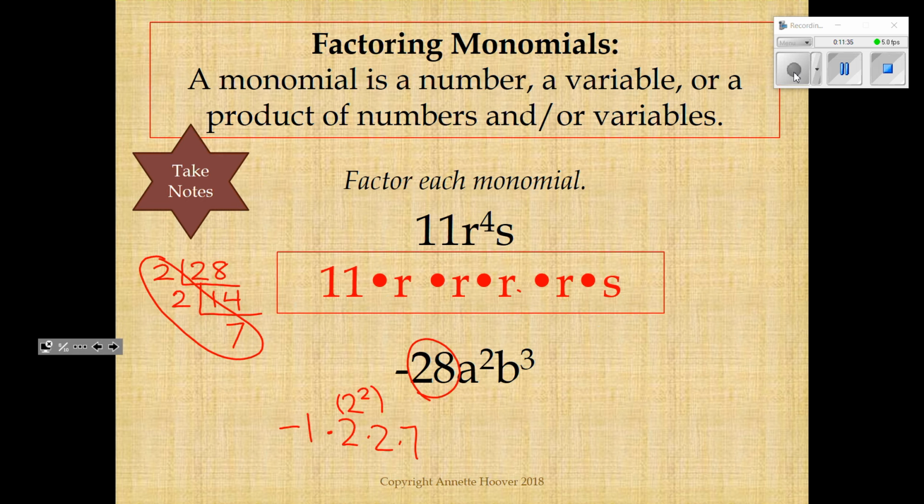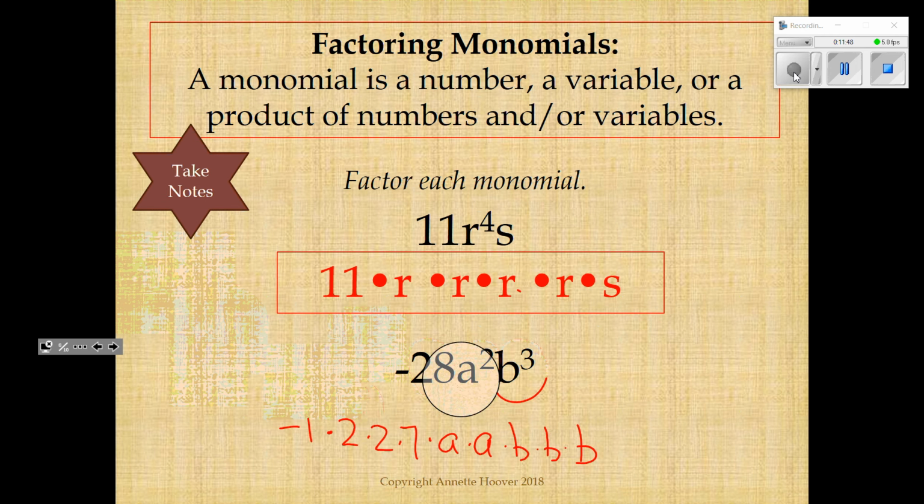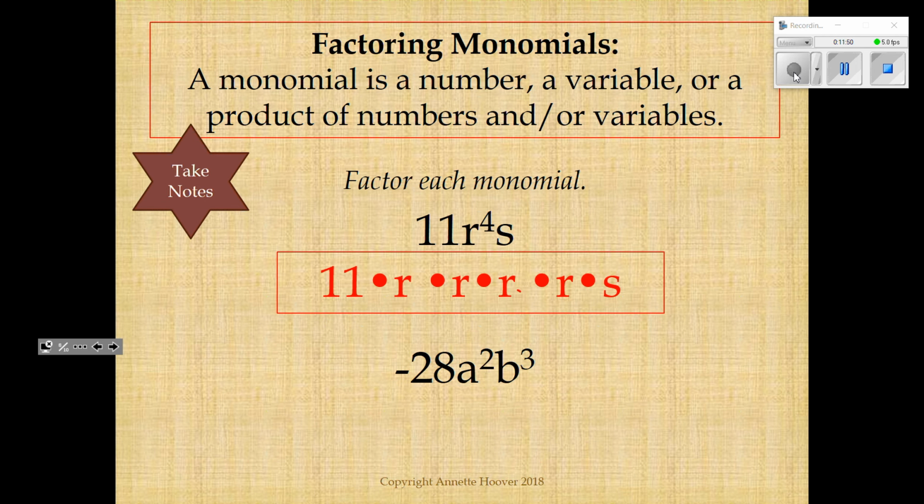Then we have to break down each variable. We have 2 A's, so we say times A times A, and we have 3 B's, so we say times B times B times B. That is factoring negative 28 A squared B cubed.